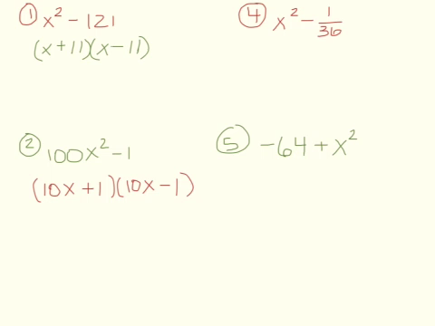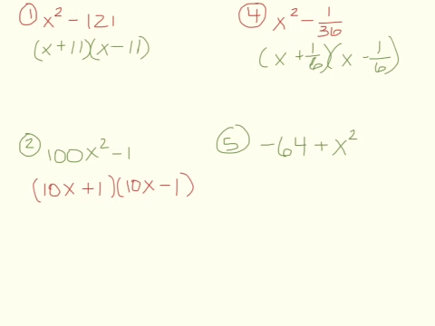On number 4, just because this is a fraction doesn't mean it's not a perfect square. Remember, the square root of a fraction is just the square root of both the numerator and denominator. So I've got x plus 1/6, because the square root of 1 is 1, and the square root of 36 is 6. And then I have x minus 1/6. So that's the factorization of that perfect square binomial.